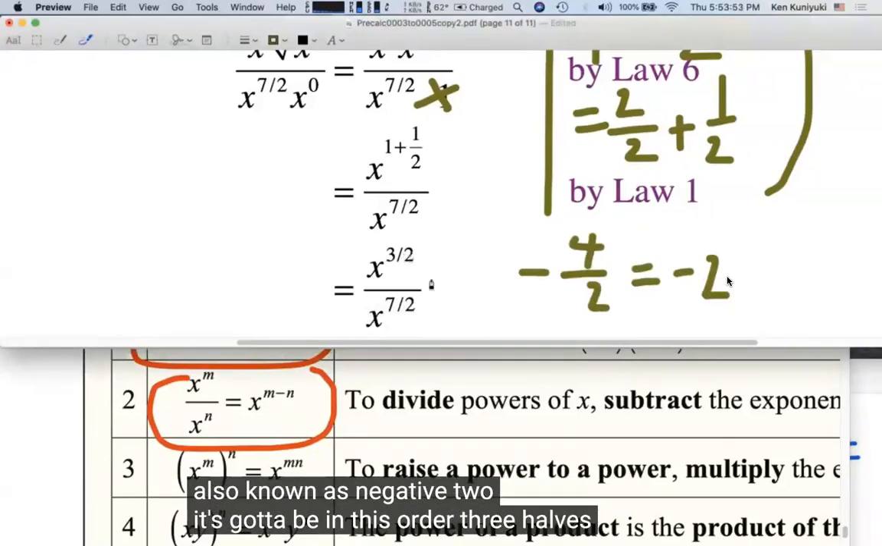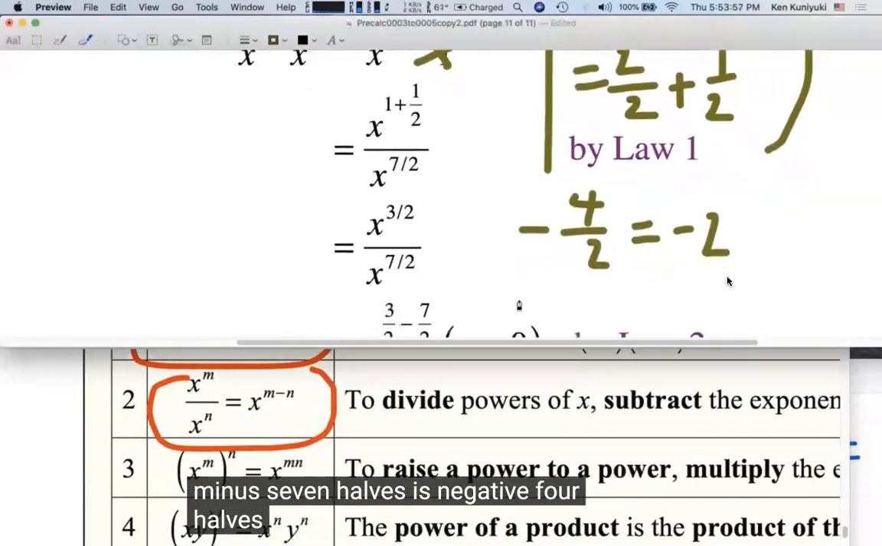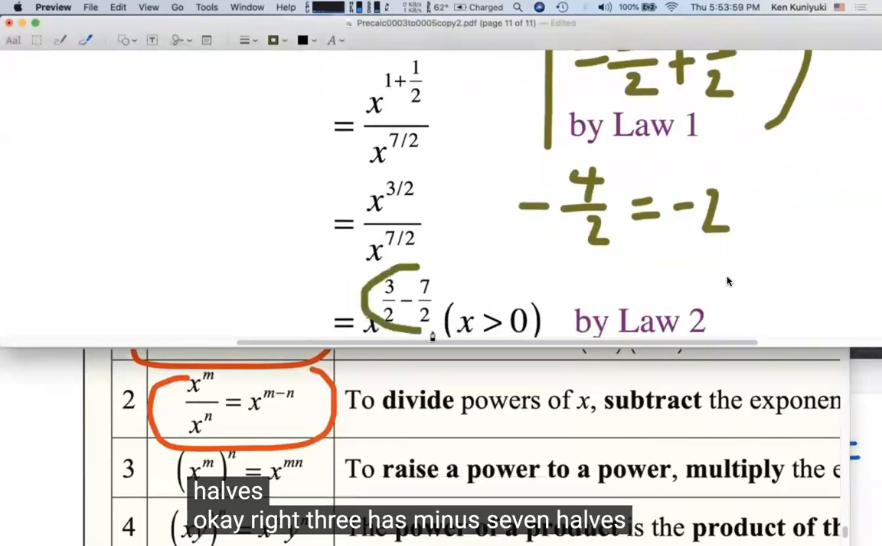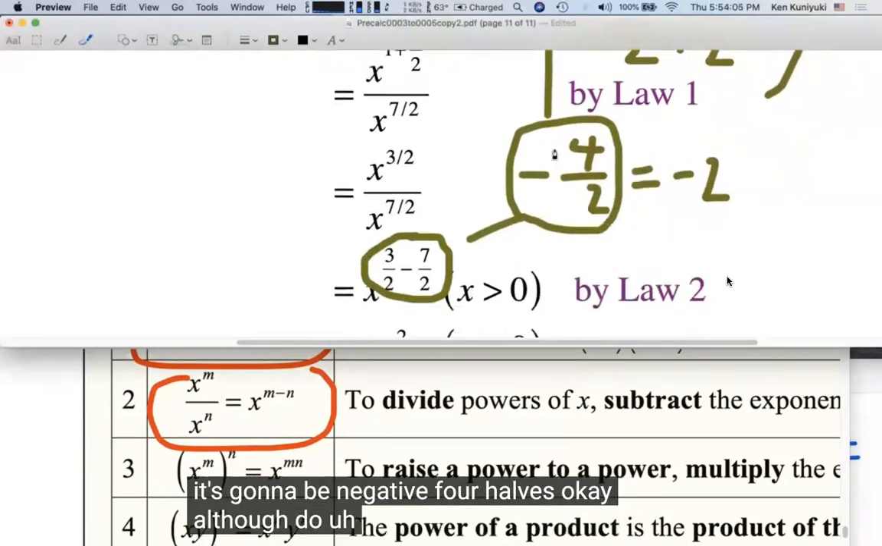It's got to be in this order. 3 halves minus 7 halves is negative 4 halves. Okay, right? 3 halves minus 7 halves. It's going to be negative 4 halves. Okay. Although do side work.